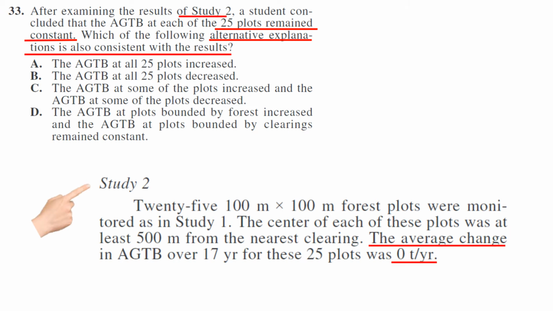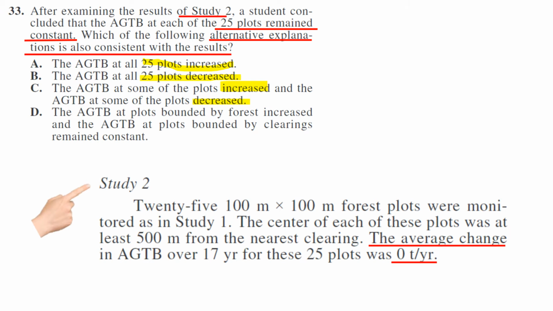So if we did A, that all 25 plots increase, well, that wouldn't make sense. That couldn't be an example. All 25 plots decrease, that couldn't be true. Some increased and some decreased. That could definitely be so.